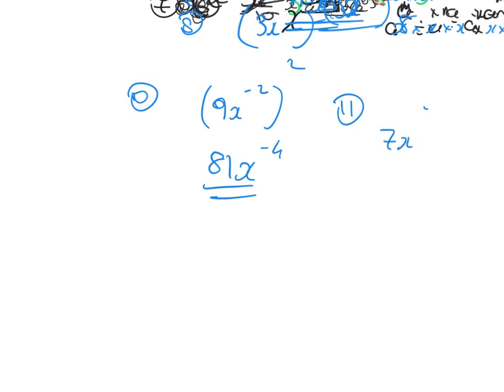Example 11. 7x to the 9 brought to the power 2. Okay, so 9 times 2, that's what I do with the powers. Rule 3, bring a power to a power. 9 times 2 is 18, x to the 18. But 7 squared is 49, 49x to the power 18.